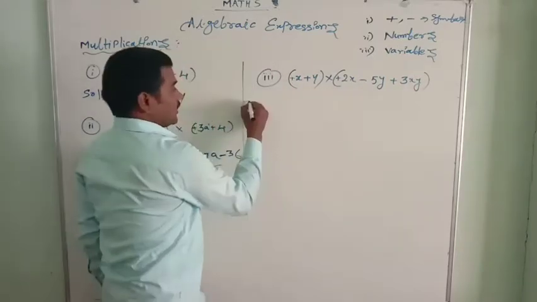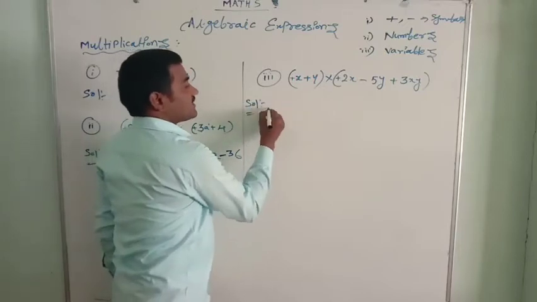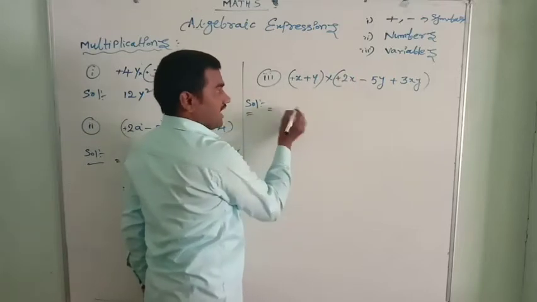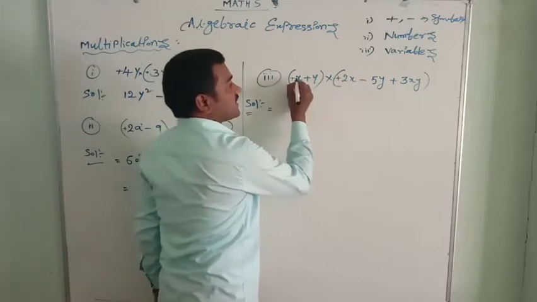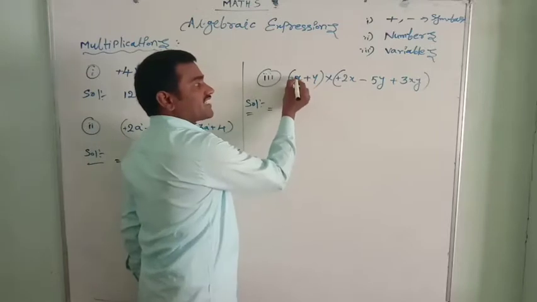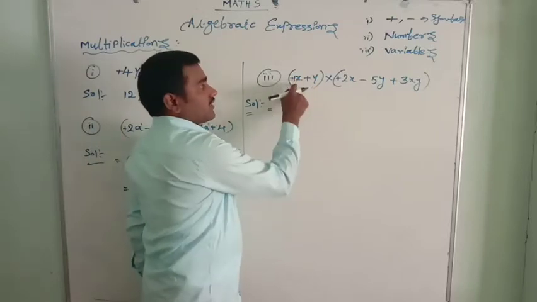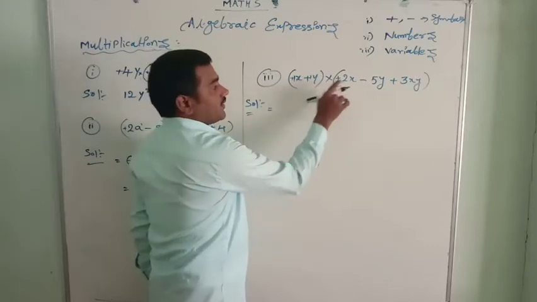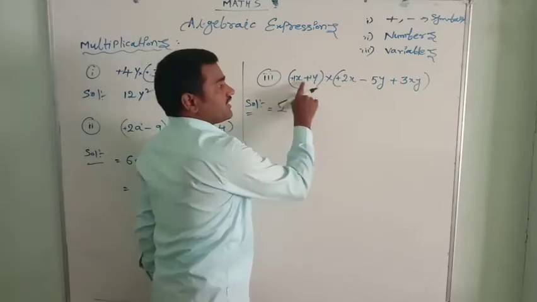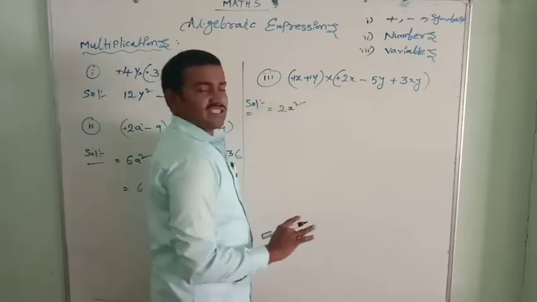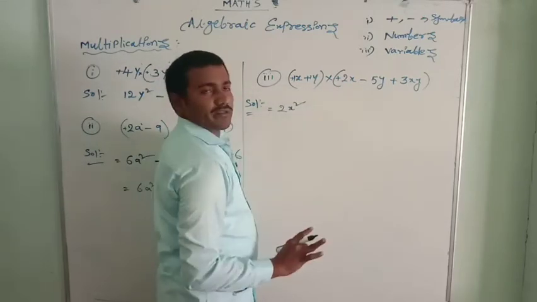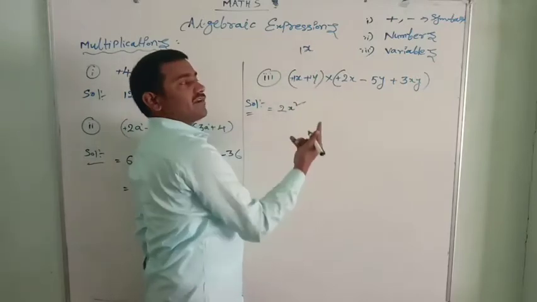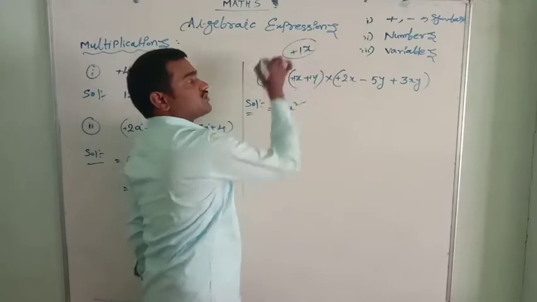Let's go for the solution. First of all, x plus into plus. X into, here there is no number. How many x's are there here? 1. How many y's are there? 1. So 1 into 2, 2. X into x, x square. Finished. With x we have multiplied this. So it is x, nothing but a 1x. Plus 1x. This is what I have written here.